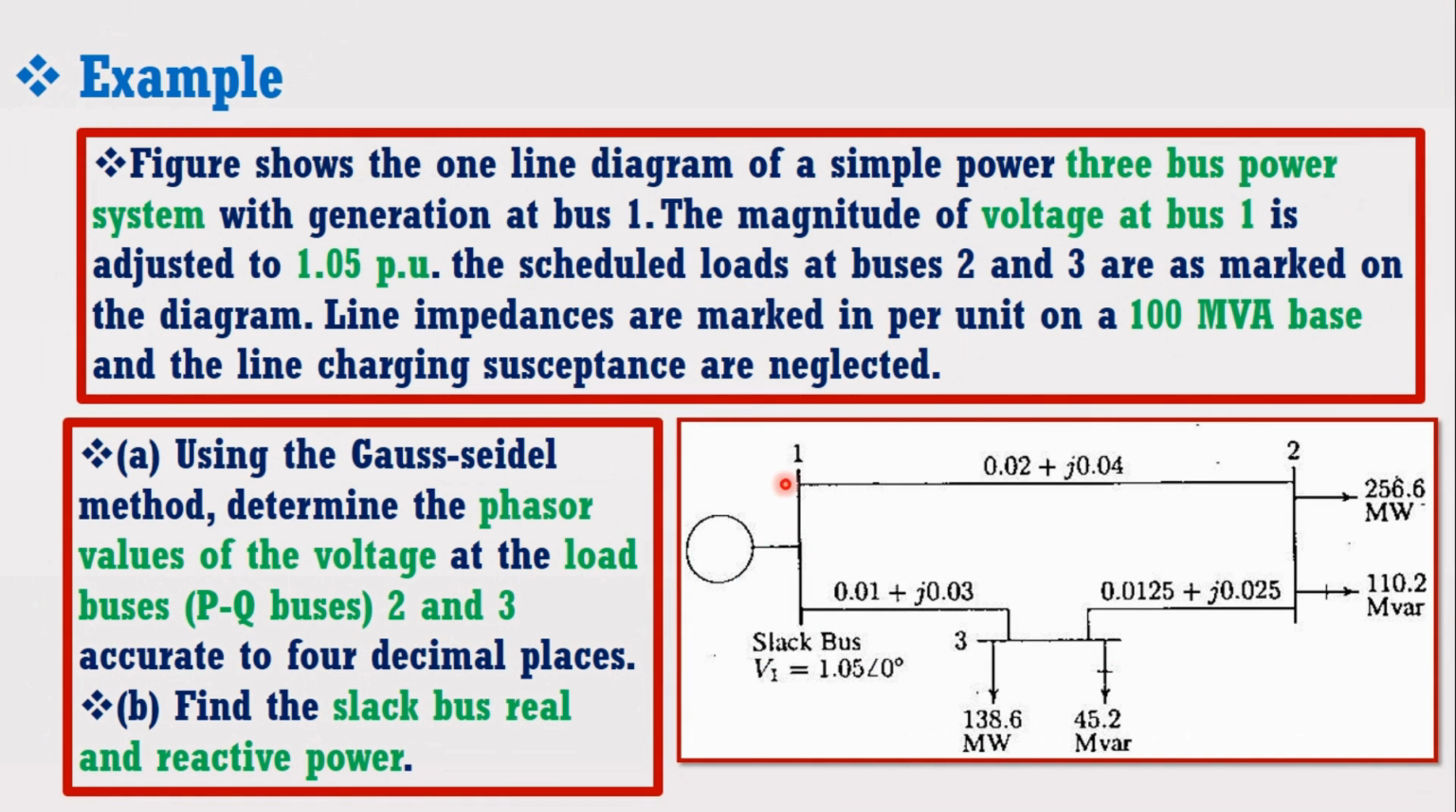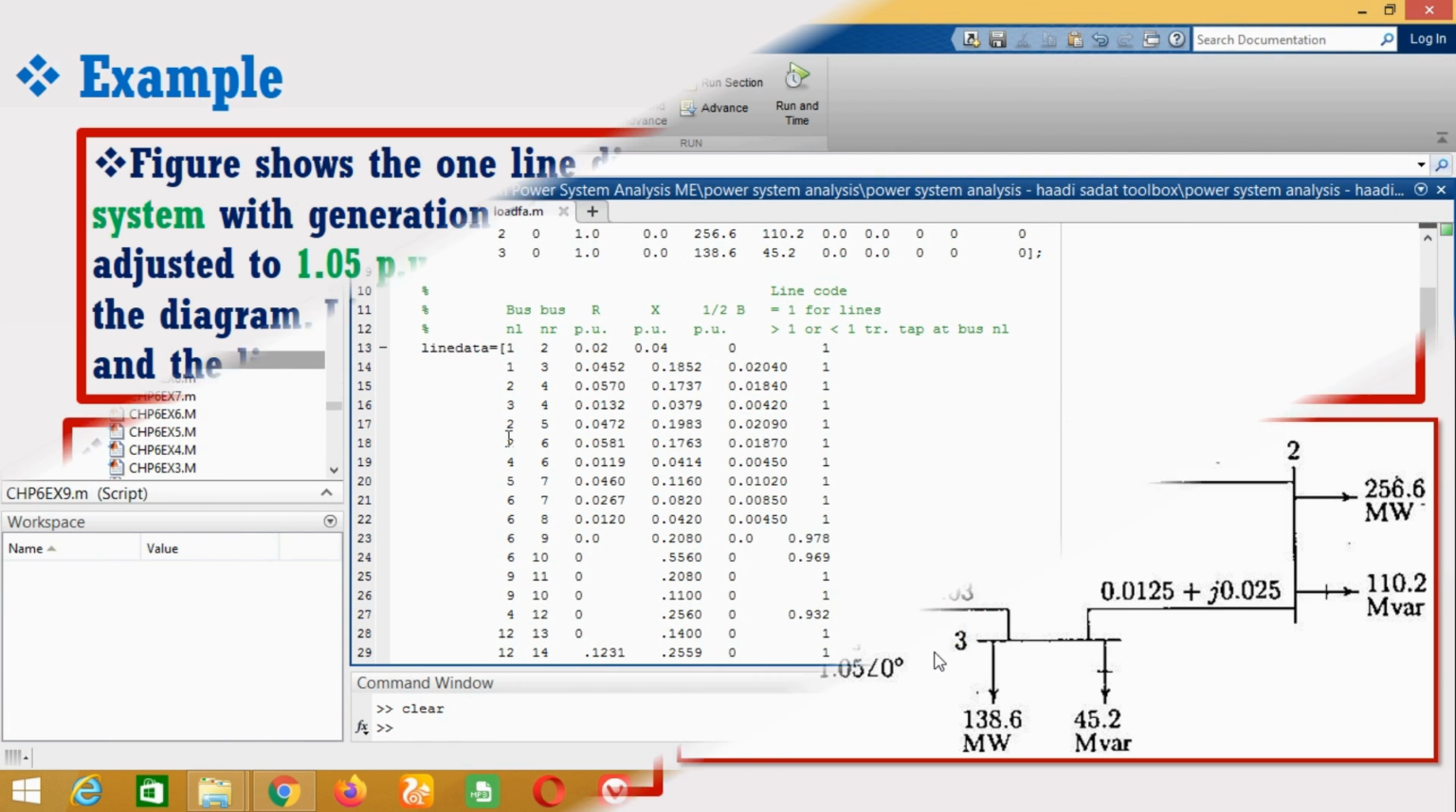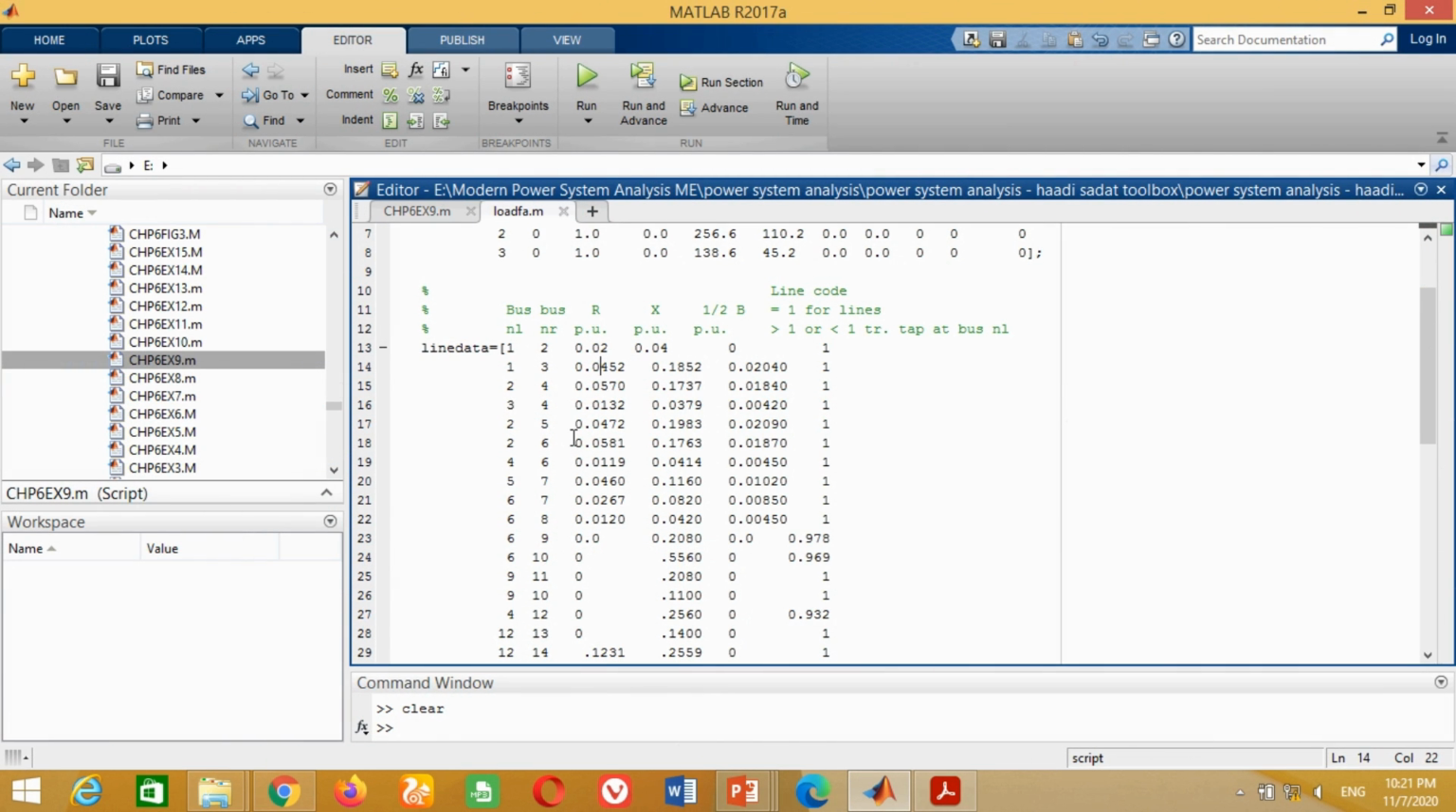Similarly, look at the figure again. The transmission line from bus 1 to bus 3 has the resistance of 0.01 and reactance of 0.03 per unit. Therefore, write 1 here, 3 here, R is equal to 0.01 and X is equal to 0.03. As susceptance of the line is not given, therefore write here 0 and write 1 in this column as usual.